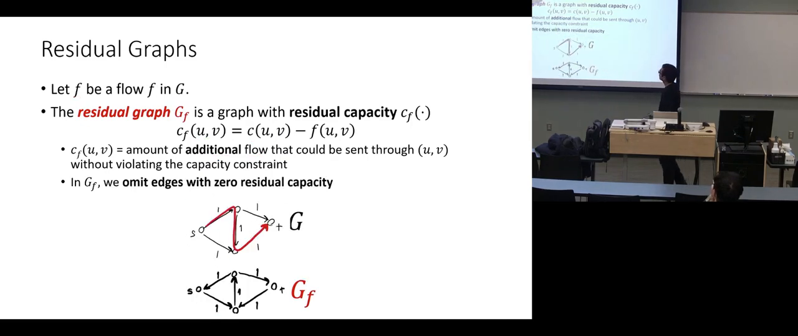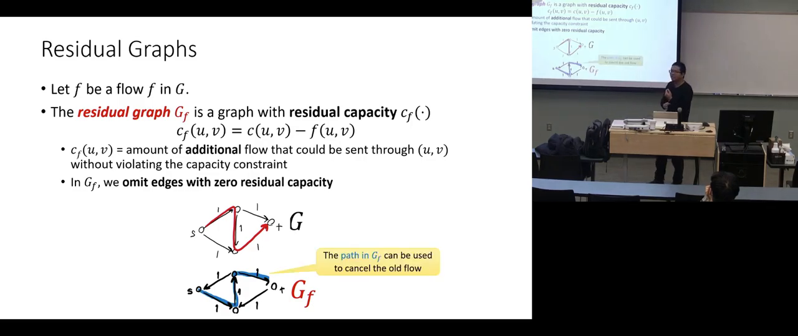When you write down the residual graph, I will always omit an edge with 0 residual capacity, just because you cannot send flow through 0 capacity anyway. So for example, if I have sent this flow, then the residual graph will just look like I flip the direction of this edge. Forget the edge with 0 capacity. And you see that just by looking at the path in the residual graph, you get a path like this. This is exactly the path that we can use, and it might cancel some old flow, but it's valid to use it.